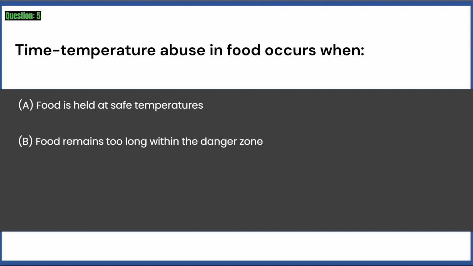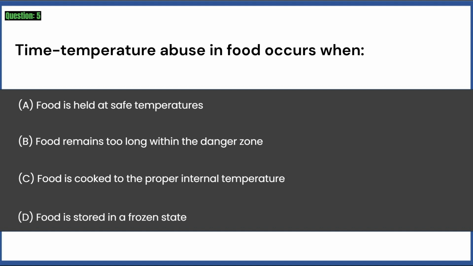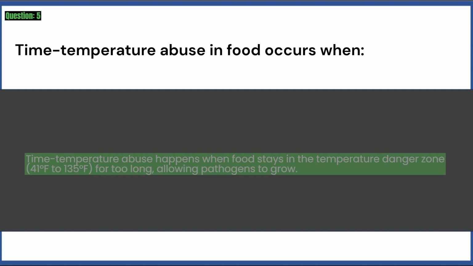Time temperature abuse in food occurs when: A. Food is held at safe temperatures. B. Food remains too long within the danger zone. C. Food is cooked to the proper internal temperature. D. Food is stored in a frozen state. Answer: B. Time temperature abuse happens when food stays in the temperature danger zone, 41 degrees Fahrenheit to 135 degrees Fahrenheit, for too long, allowing pathogens to grow.